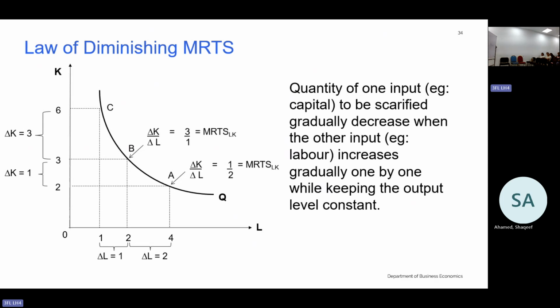So when our input becomes scarce, we are ready to sacrifice less. If we have more of it, we are ready to sacrifice more. Understood? So we have a diminishing MRTS. The slope is diminishing.